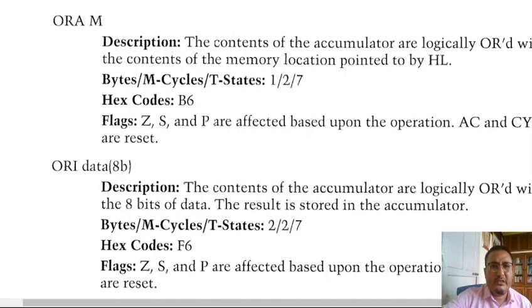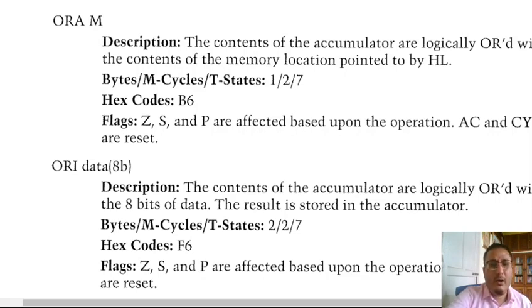Now, likewise, we have another instruction that is called as ORA M. Now, what does it do is it basically performs logical OR between the content of the accumulator and the content of the address location pointed to by HL pair. Now, it requires 1 byte, 2 machine cycles, and 7 T states, and the associated hex code is B6. Now, zero flag, sign flag, and parity flags are affected by the result of the operation, whereas carry flag and auxiliary carry flag are reset.